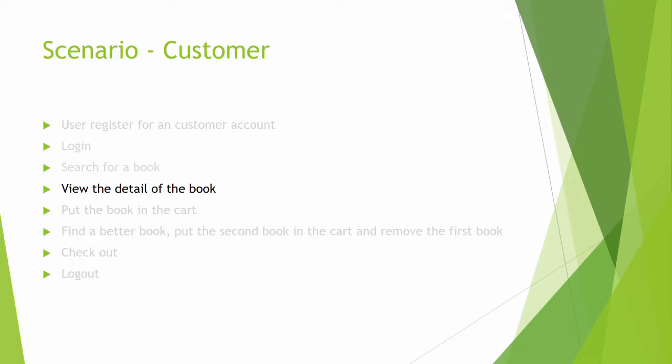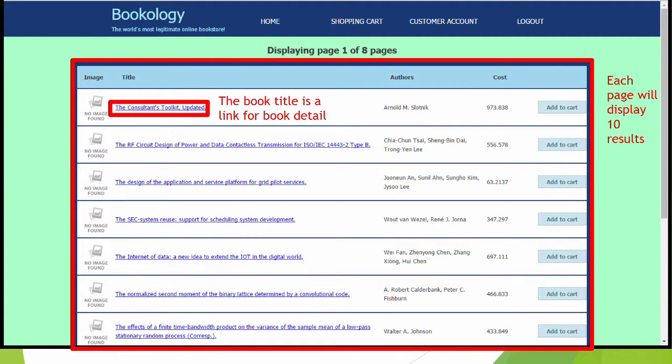And let's look at what will happen when the user wants to view the detail of a book. After the user searches for a book, the web application will bring the user to this page. The book title is a link, and each page will display about 10 results. Please note that from the previous search function, all the retrieved results are passed to the JSP. So when the user clicks the next page, it won't perform the search function again. It will just display the second 10 results.